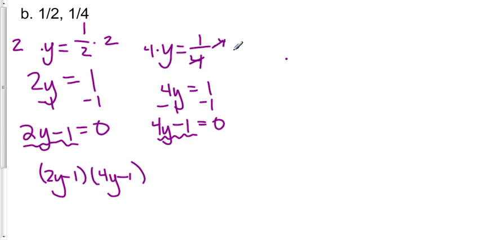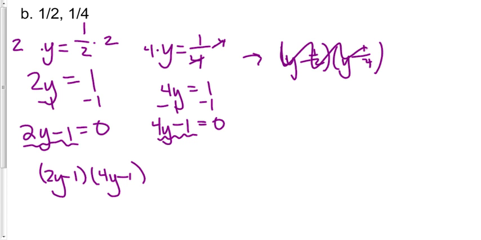Would it have worked from the beginning to say that your two factors are y minus 1/2 and y minus 1/4? That would have worked, but when you FOIL, you're going to end up dealing with a lot of fractions. So instead of doing that, here we can get some easier factors to work with. Now we want the equation set equal to 0, so now all I need to do is multiply everything out.